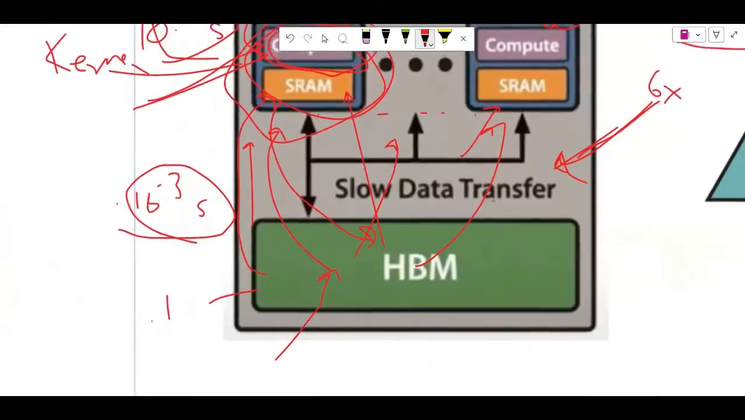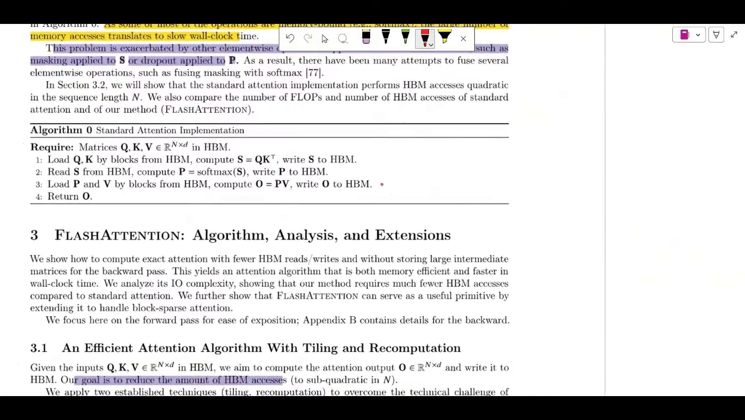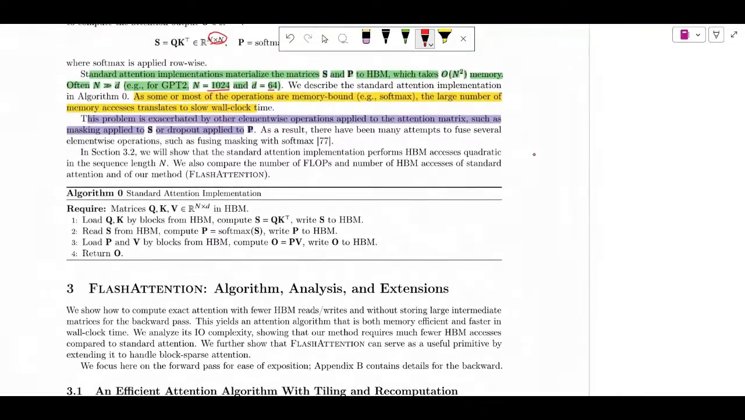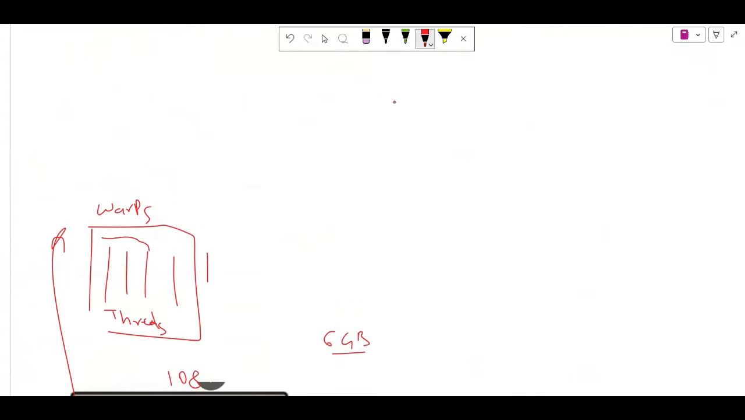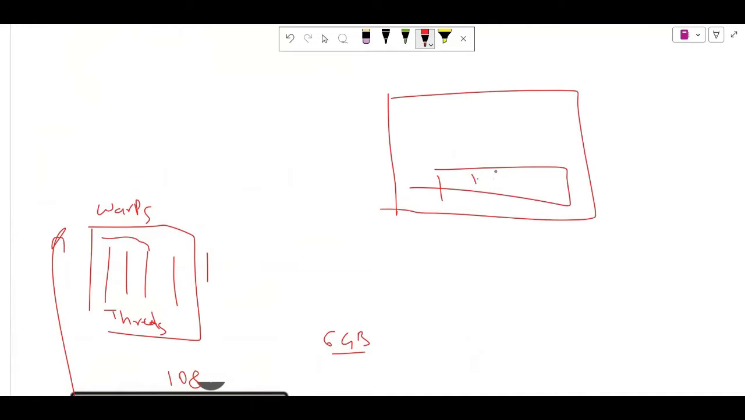What it means is best explained visually. Let me try to explain it myself. You have your HBM and you have your SRAM. There are multiple of these, but let's just say this.